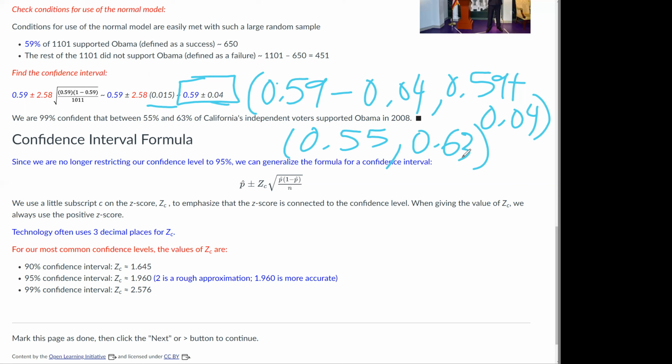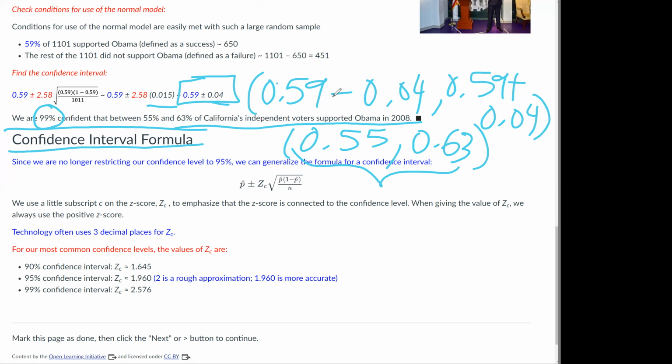So between 55 and 63% of California's independent voters supported Barack Obama in 2008, and we are 99% confident that that's the case. So it's a larger interval, like we said on the previous page. If I didn't really need to be 99% confident, for some reason I was good with 95% confident or just 90% confident, this interval could have been narrowed down into a smaller interval. So it would really narrow down the choices for the population proportion estimate, but I'd be less confident that the number's actually in there. So like I said, there's kind of a trade-off here.